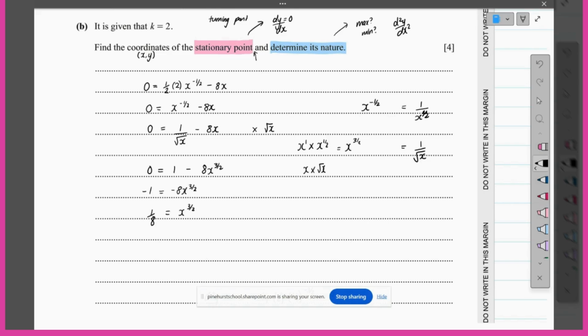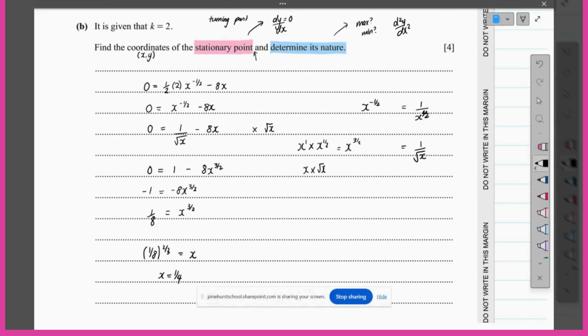And then we have to undo this. Up to you how you want to do it. I would just go 1/8 to the power of 2/3. You can think of it as if it's x to the half and you're wanting to undo it, then you obviously square it. And if it's x to the 3 and you want to undo it, you cube root it. So essentially you're going to have to cube root and square. Okay, so you could do that separately. I've kind of done it in one go here. And when we work that out, you get x is equal to 1/4.